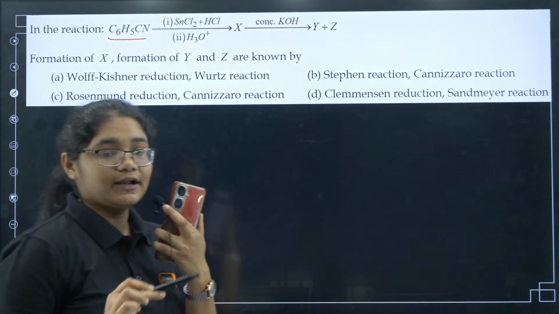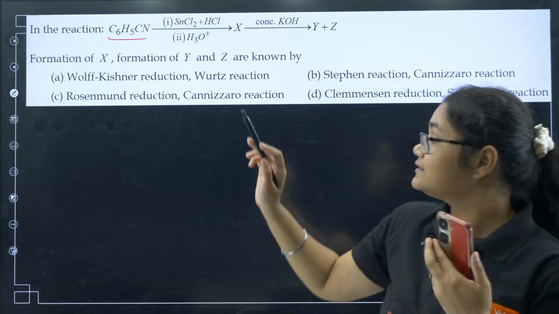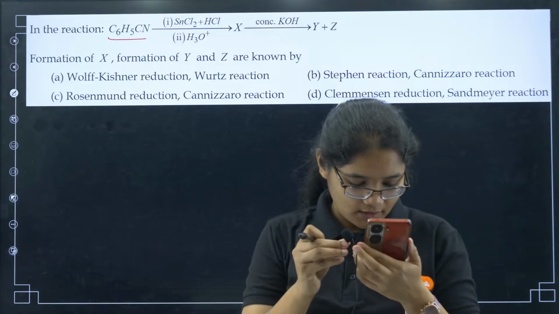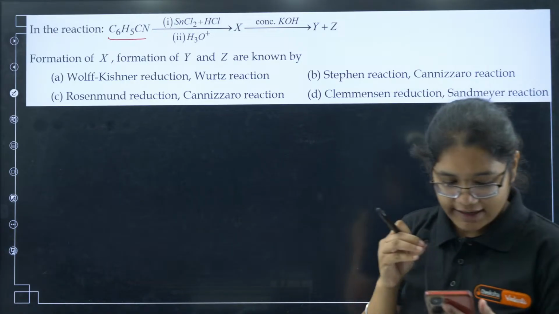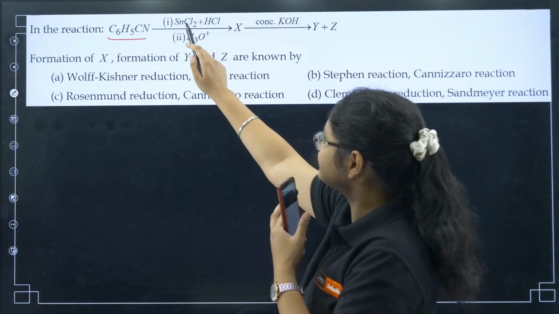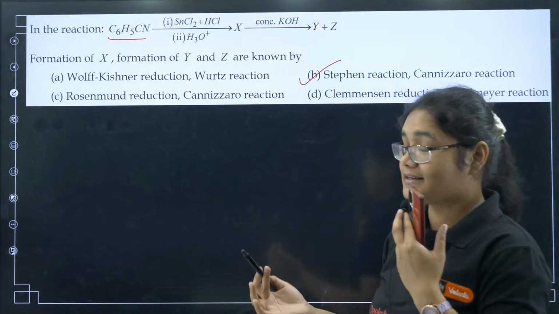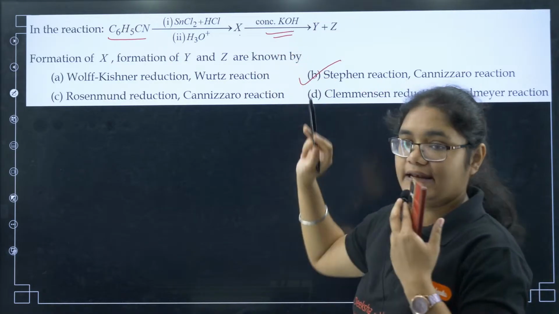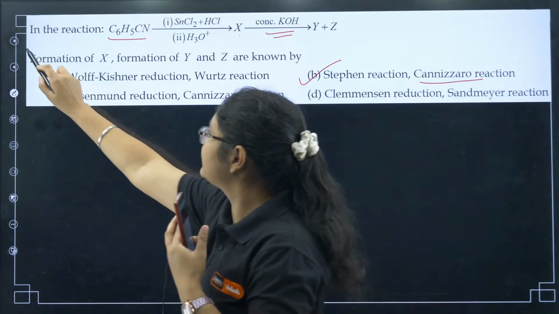Next question, all of you please try quickly. C6H5CN with SnCl2 plus HCl and H3O plus. What is this reaction called? Yes, that is your Stephen reaction. So the first one is the Stephen reaction. Only one answer is there, so option B. And after that, you take concentrated NaOH or KOH. That is Cannizzaro reaction. So option B here.